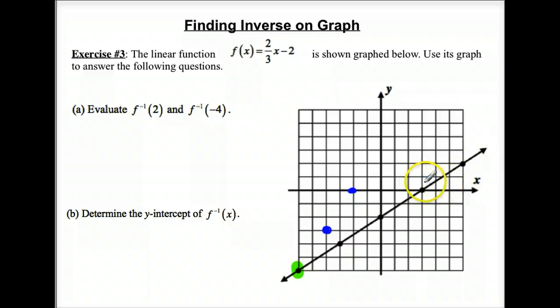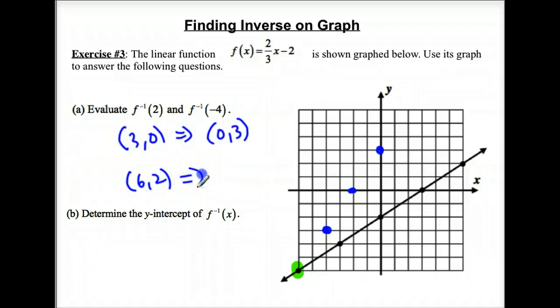This point here, I see it's (1, 2, 3), 0, 3, 0. So the inverse is actually going to be 0, 3, 0, 1, 2, 3, which is right here. And then this point right here, 1, 2, 3, 4, 5, 6, 2 is going to actually be 2, 6. So this becomes 1, 2, 1, 2, 3, 4, 5, 6.